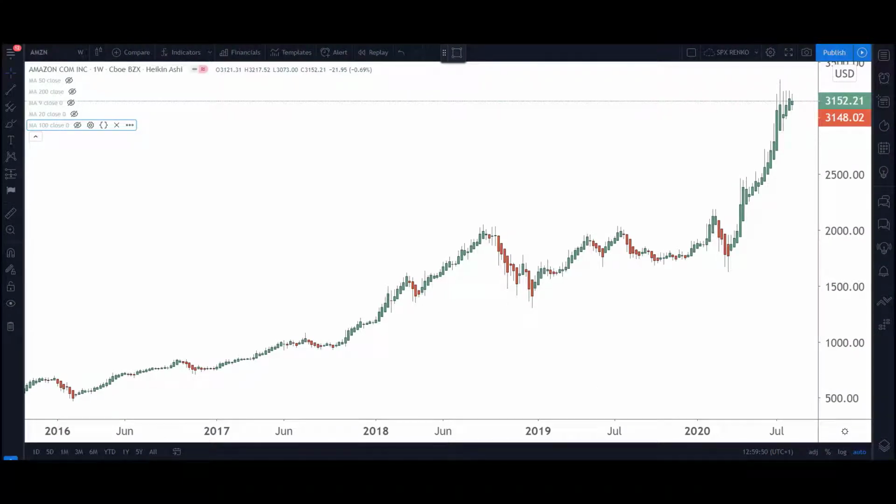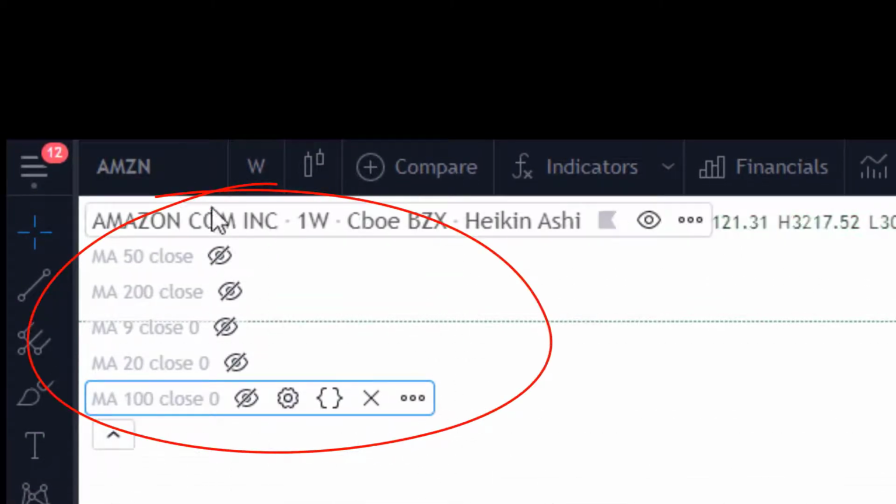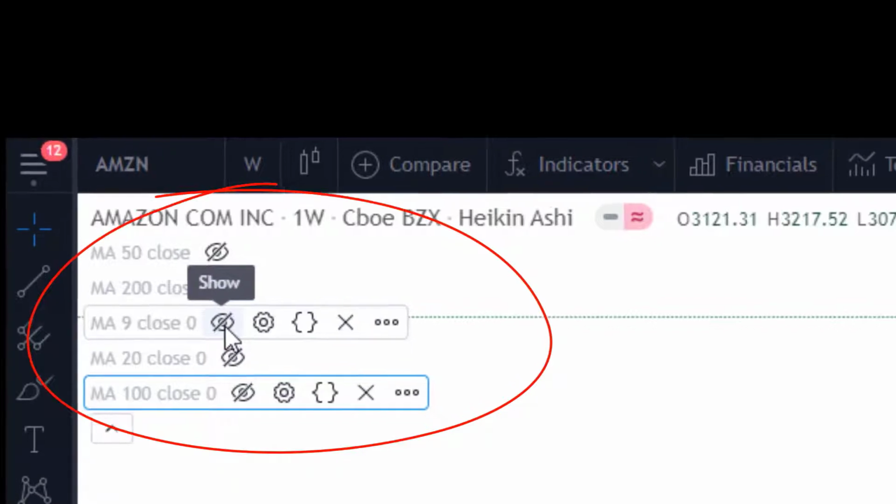So let's have a look at an example here. We've got Amazon on a normal candlestick chart, 1 week. So it's a long period of time to have a look at, but we've got this set up as a Heikin-Ashi chart to just smooth out the data from a standard candlestick chart, and we can add the moving averages and change them around in this section here.